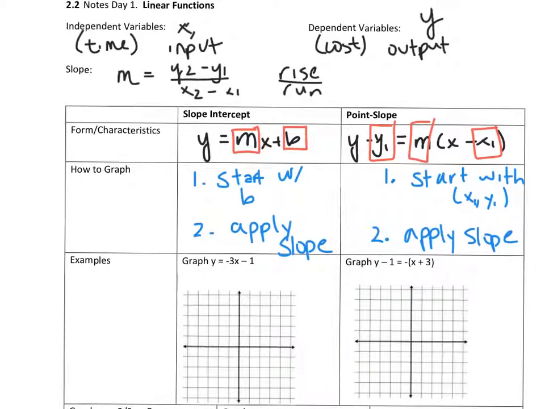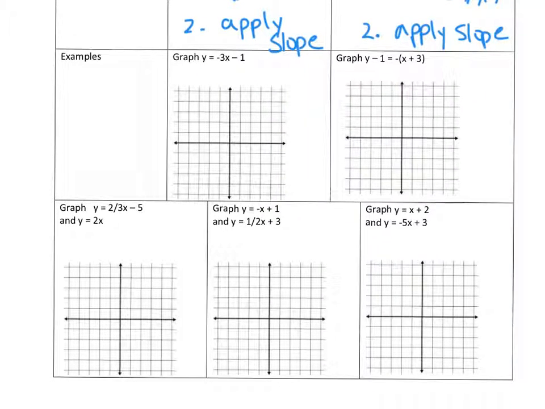So, a couple of examples down here. This first one is in slope-intercept form. My b is -1, so that's going to be on the y-axis. The y-intercept is -1. Then I'm going to go down 3, right 1.